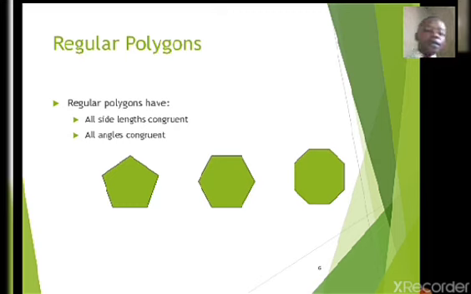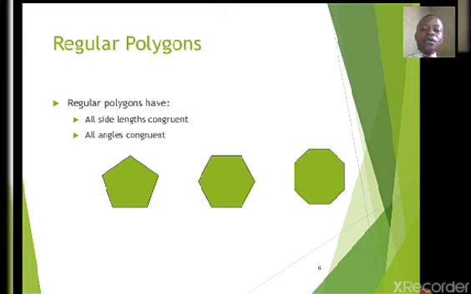Then let's now talk about the regular polygons. So what are regular polygons? Regular polygons have these properties. All side lengths are congruent. That is, all of them are the same.